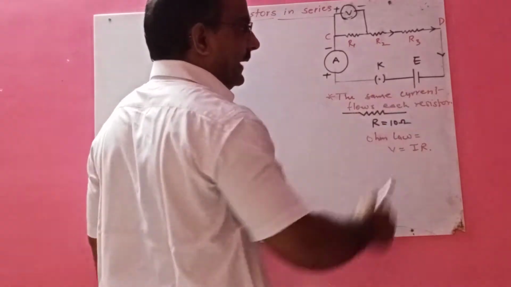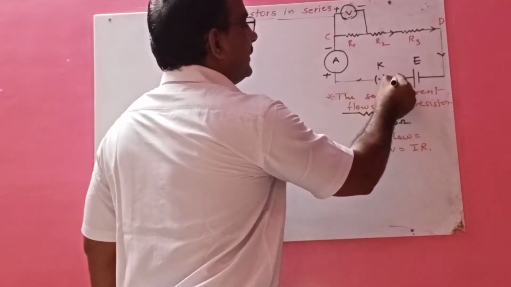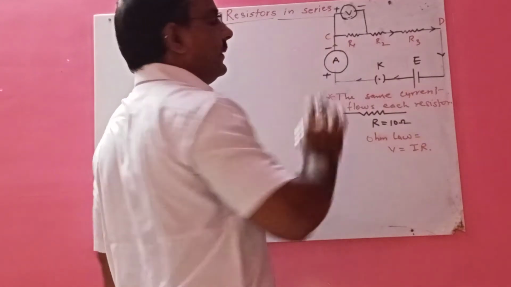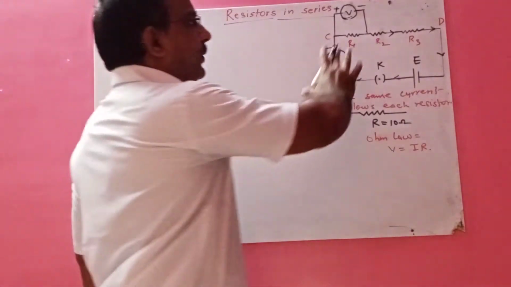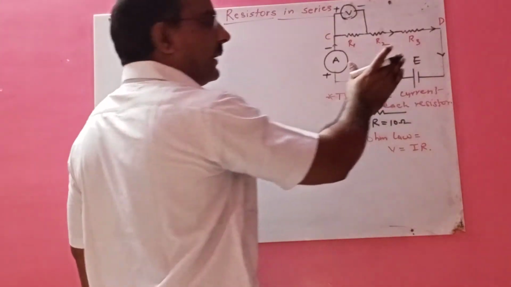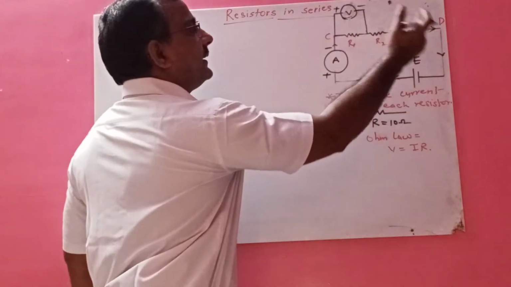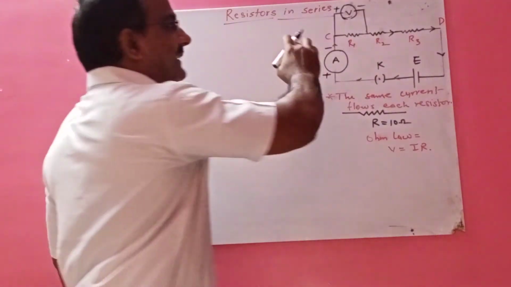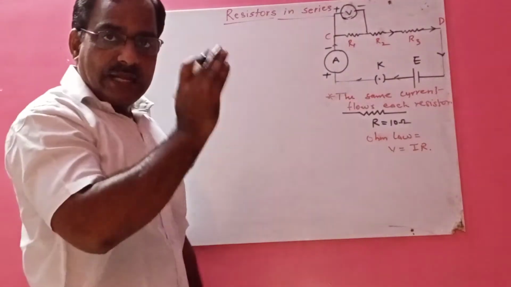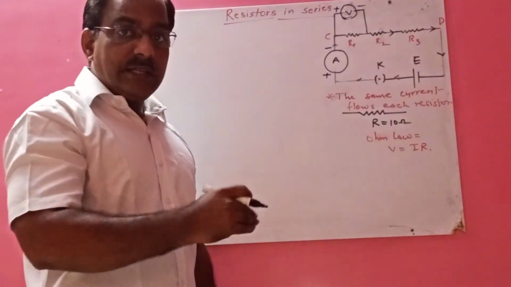And this is your battery. The current will flow like this in these directions. So this connection you understood, children? See once again, in this circuit diagram I have connected 3 resistors one after another. It is in a single line. That is why this is called a resistor in series.